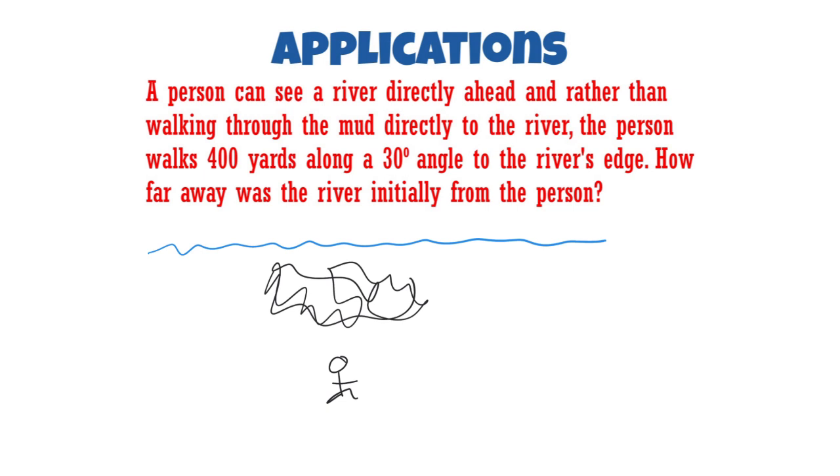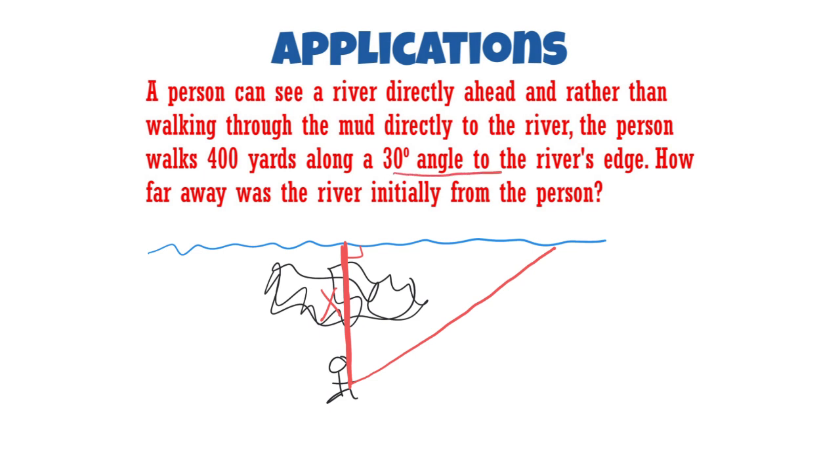So instead, he walks 400 yards along a 30-degree angle to the river's edge. And we want to know how far away the river was initially. So this is going to be what I'm looking for. This is going to be my x. And then this would be your right angle. Where do you think that 30 degrees needs to go?